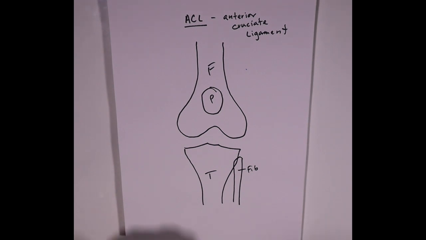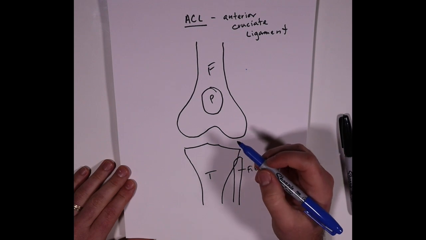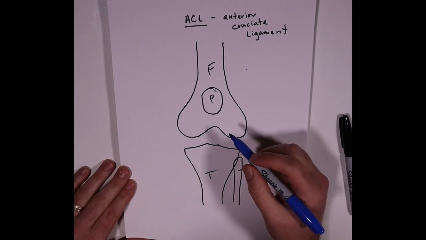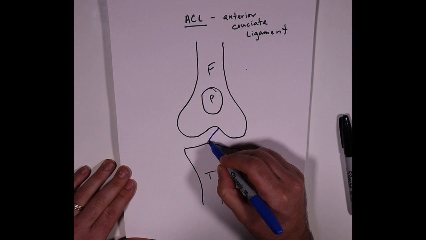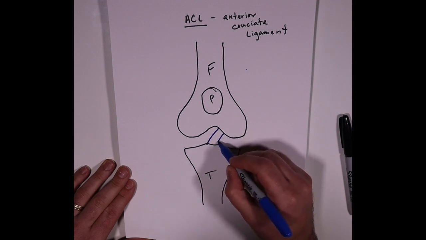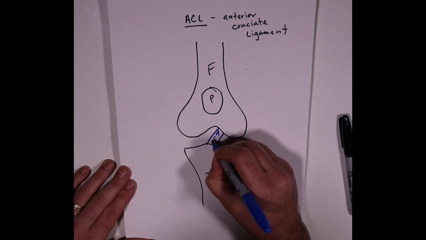And the anatomy of the ACL, the origin is inside the notch along the posterior lateral aspect of the femur. So it's going to be the posterior lateral aspect of the lateral femoral condyle, and it's going to run anterior medial and attach on the anterior medial tibia. So ACL.